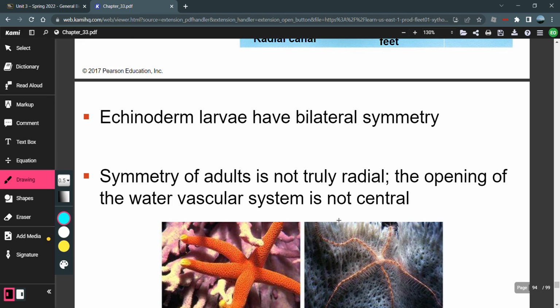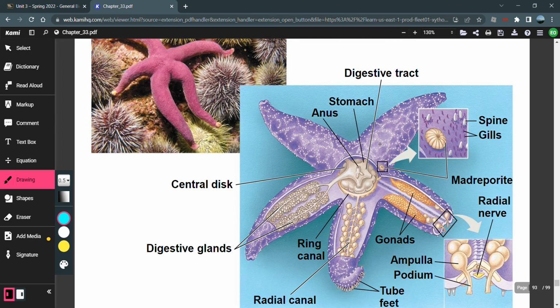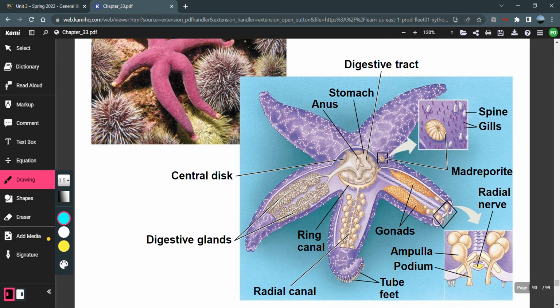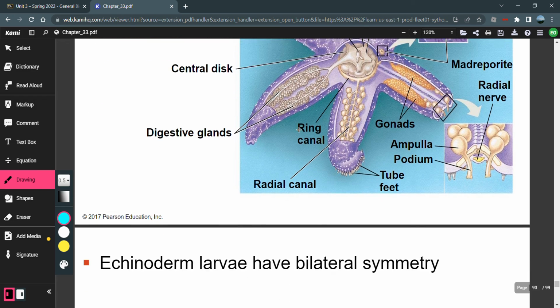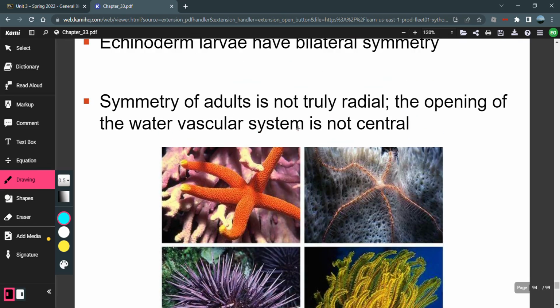Echinoderm larvae have bilateral symmetry, but the adults are not truly radial, and the opening of the water vascular system is not central. The madreporite is only located on one side, so when you cut this in half, it is not bilaterally symmetrical, so that means there's only one madreporite in one portion. So they're not truly symmetrical.